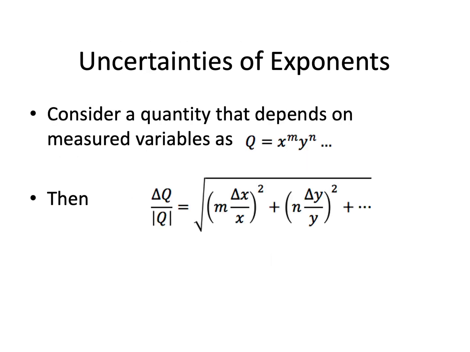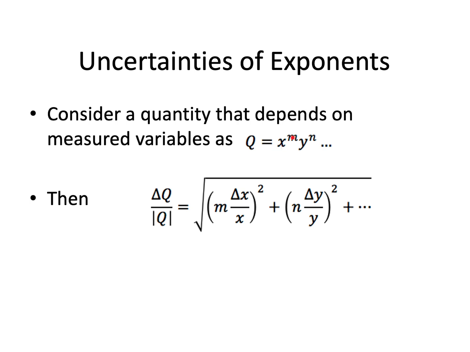Now, what about if you have a formula that has exponents? So here is Q, and it's equal to some X to the M power times Y to the N power, etc. And what we find is that my X is going to be some X plus or minus delta X. My Y is going to be some Y plus or minus delta Y. These are things that I've measured. I'm multiplying these together as exponents to get my Q. How do I determine what my delta Q is? Well, my delta Q over Q, again, I can bring my Q over to the other side if I want to just figure out what delta Q is.